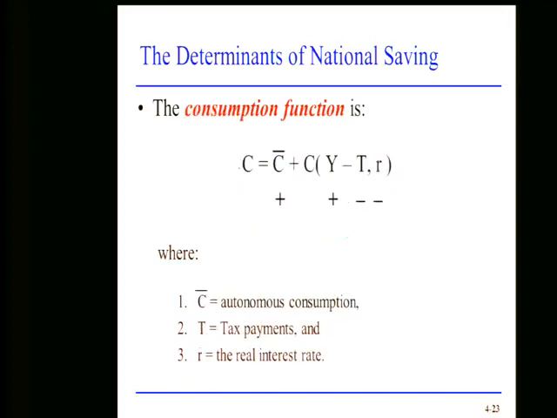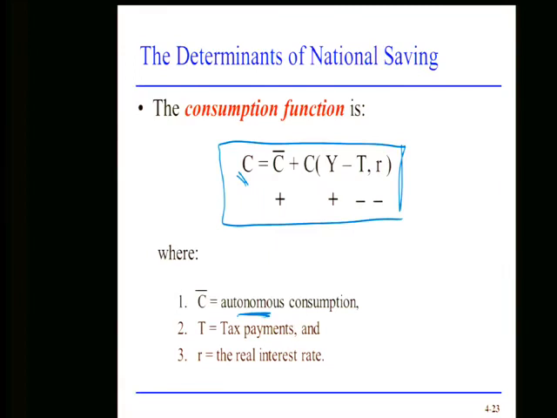Now, we need to explain consumption as well, and for that we use a consumption function. Here's a generic form for a consumption function, where total consumption, over here on the left, is equal to something we call autonomous consumption, C bar, plus some function of disposable income and the real interest rate. Hopefully it makes sense to you that if your income goes up, your consumption goes up. Positive relationship. Also, if your taxes go up, but your income stays the same, your consumption goes down.